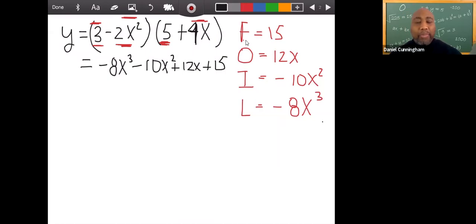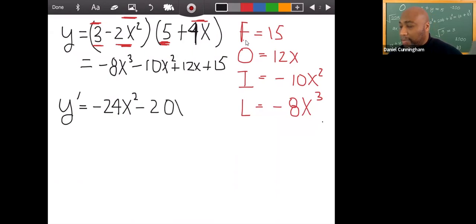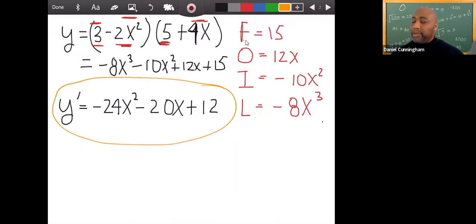Now we have a problem that has 4 different terms, and we could just use the power rule. Make sure we get the right power rule, and also the constant rule. So find y prime, watch this. This would be a negative 24x squared. That's using the power rule. Minus, in this case, 20x plus 12. The plus 15 would become 0, so we don't put plus 0. And then I'll just circle that. And that's what I end up with.